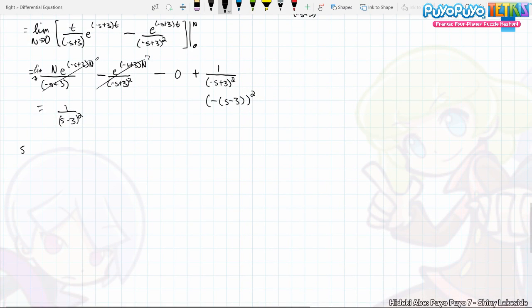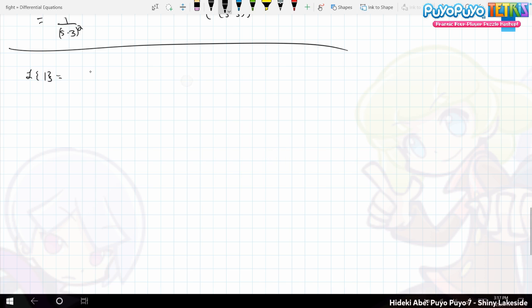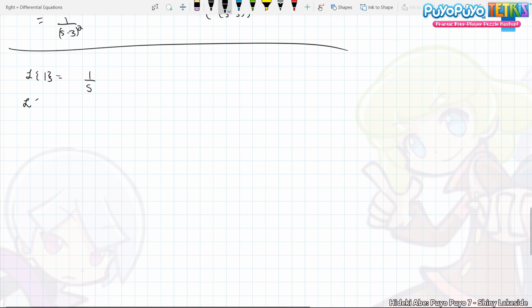Okay, I'll just solve the rest of the table now. Or actually first, before I start cheating the table, I need to actually memorize the table. Let me write that down a couple times. So wait, the Laplace transform of 1 equals 1 over s. E to the AT, that's 1 over S minus A.